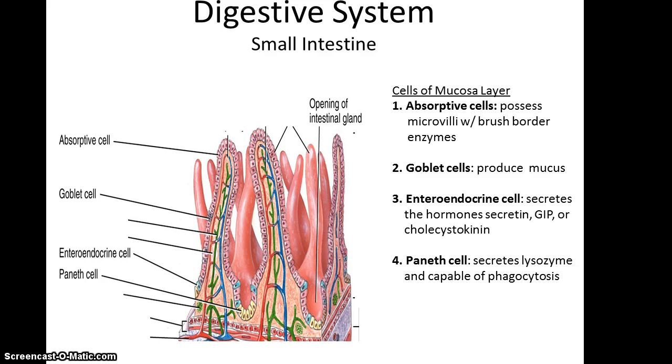You have the enteroendocrine cells. They are involved in secreting certain hormones such as secretin, GIP, and cholecystokinin. Basically hormones that tell the small intestine to do what it needs to do. And then there's also the Paneth cells. They secrete lysozyme, which helps break down bacteria, and they are also capable of phagocytosis, so they can engulf any infectious agents that we may accidentally digest.